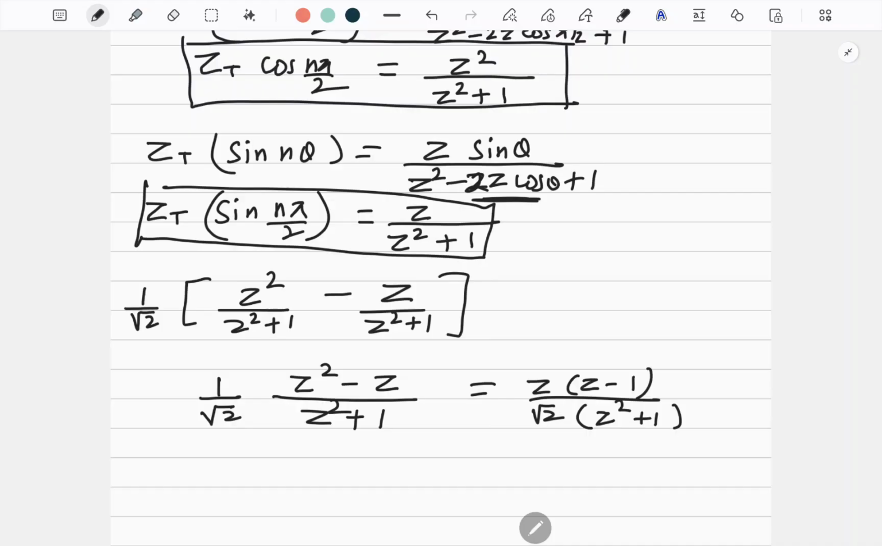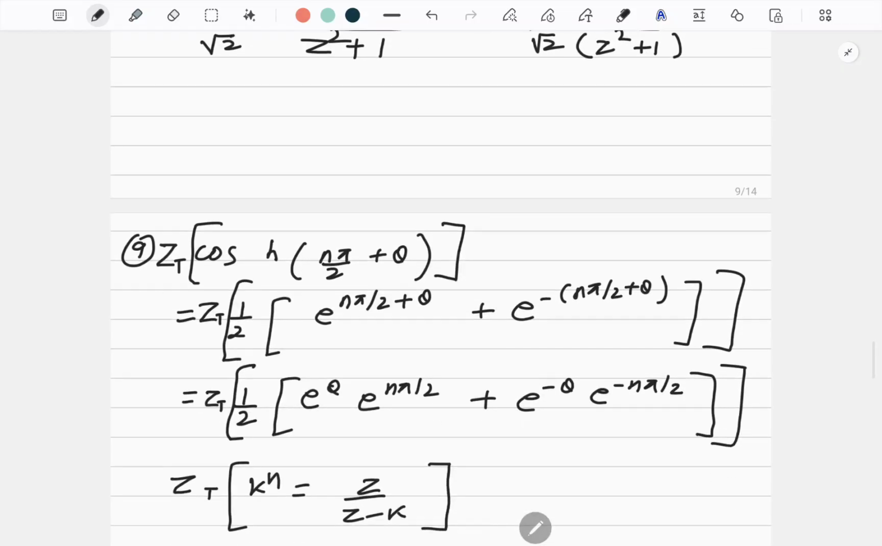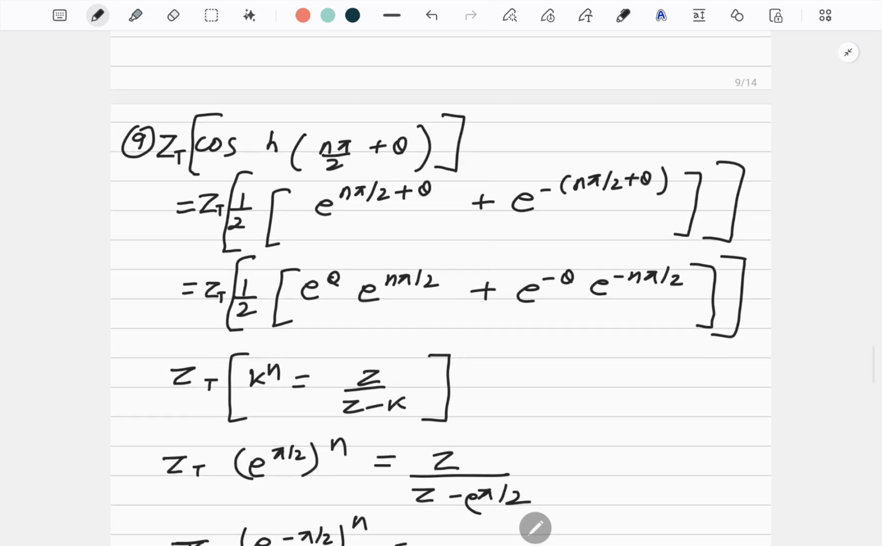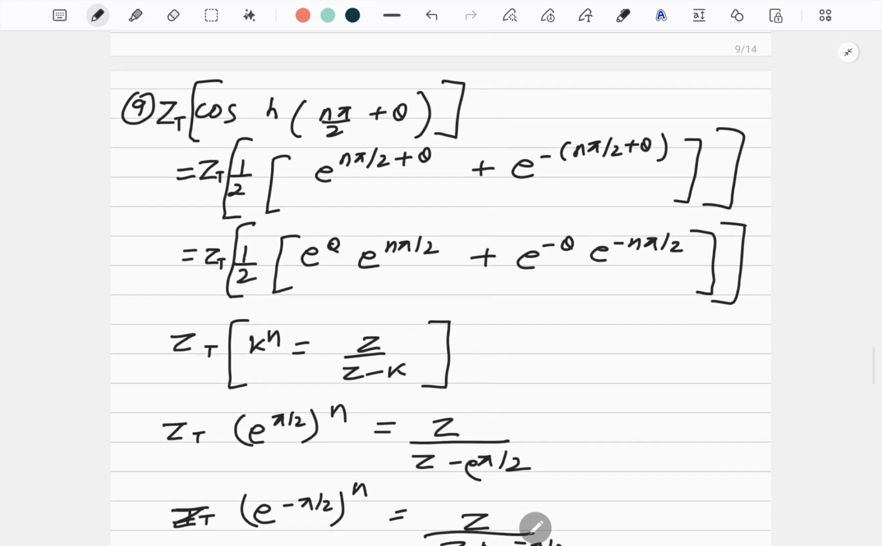Few results like k to the power n, sin n theta, cos n theta, cos hyperbolic n theta, sin hyperbolic n theta, that you should know by heart. Okay. Hyperbolic is not that important, but normal sin n theta and cos n theta are very important. Now see this. If I want to find the z transform of cos hyperbolic. So remember that cos(a plus b) is cos a cos b minus sin a sin b. But when hyperbolic is there, you can't apply that formula. Okay. So you apply the definition of cos hyperbolic.